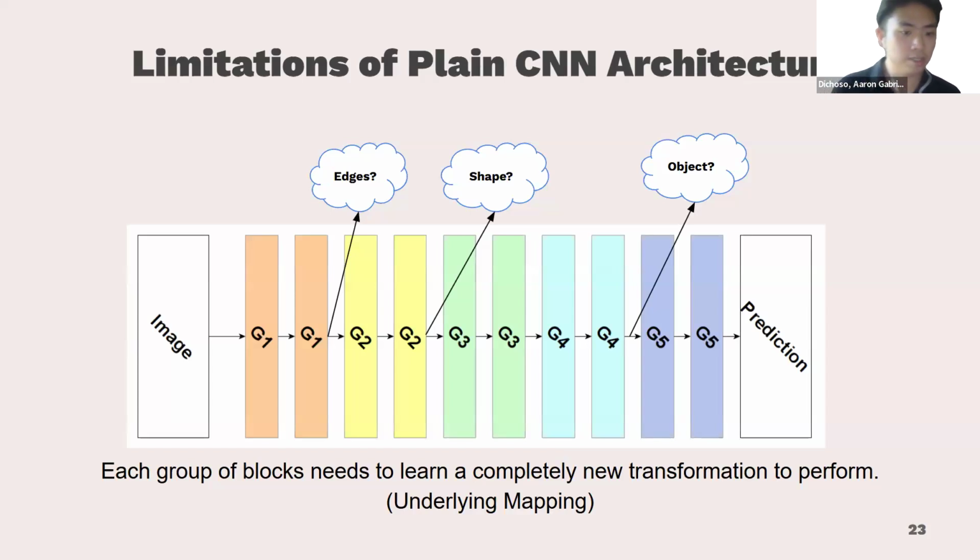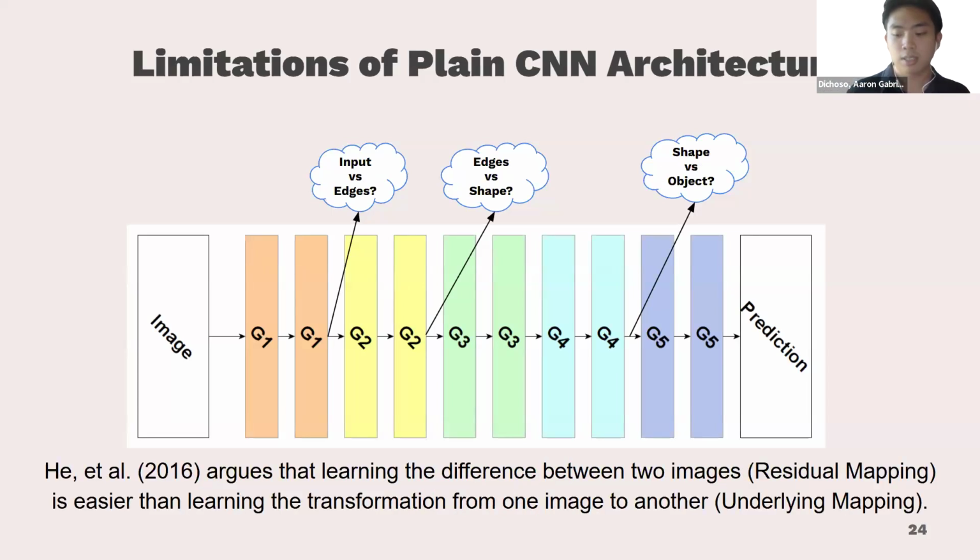Number two of the limitations: each group of blocks needs to learn a completely new transformation to perform. I'm sure that's obvious here with the diagram. As I explained before, each one is being put into the network so that hopefully some new transformation occurs in the image. However, He et al., the creators of ResNet, argue that learning the difference between two images, a task called the residual mapping, is much easier than learning the transformation from one image to another. So instead of learning what the edges of the image are, what if each neural network just learns how to find the difference between the image here and the expected image at the end, right?